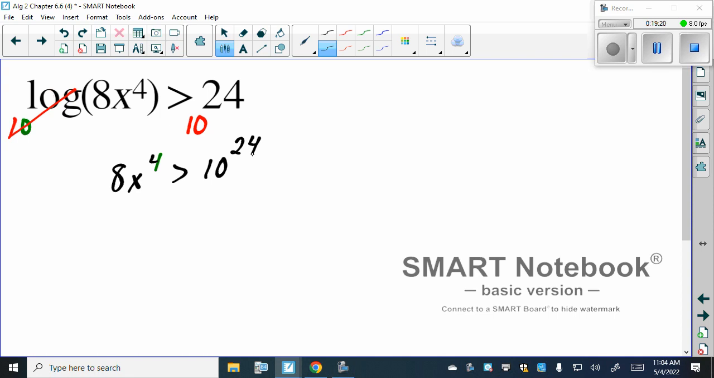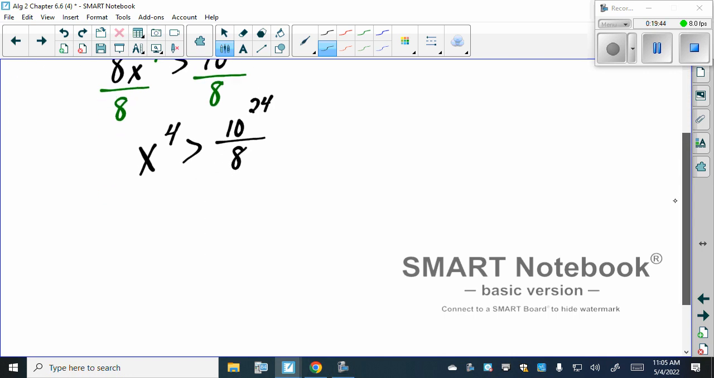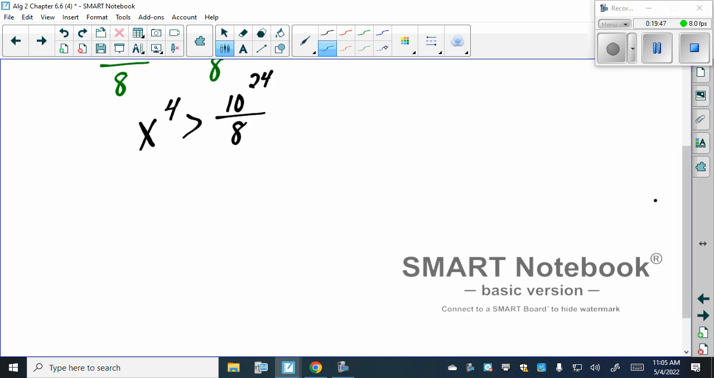to the 24th. What can we do next? Divide both sides by 8, which tells us x to the 4th is greater than 10 to the 24th over 8. What would we do next? It's not square root, it's 4th, because if we have a 4th power, we need to take a 4th root.